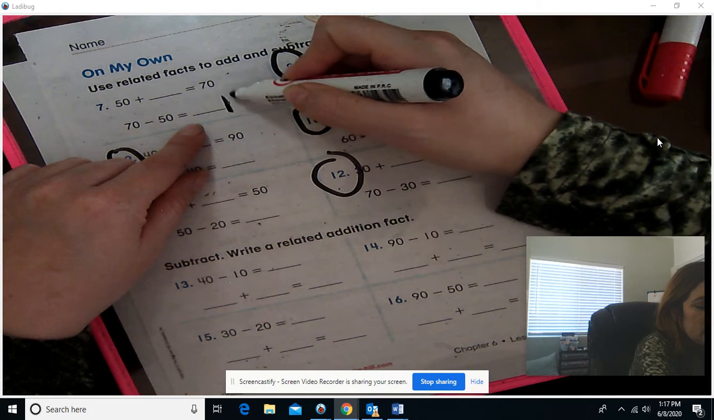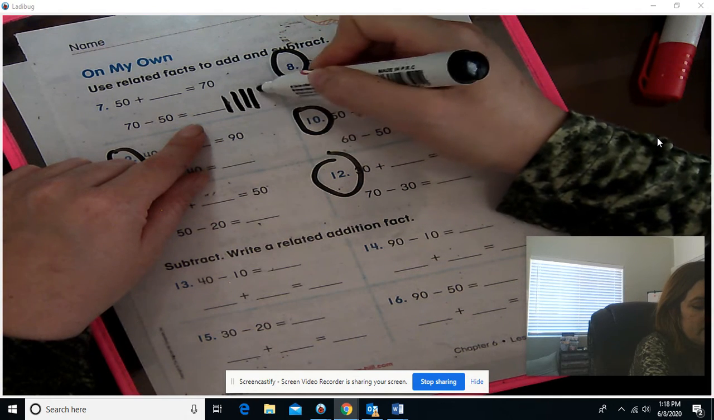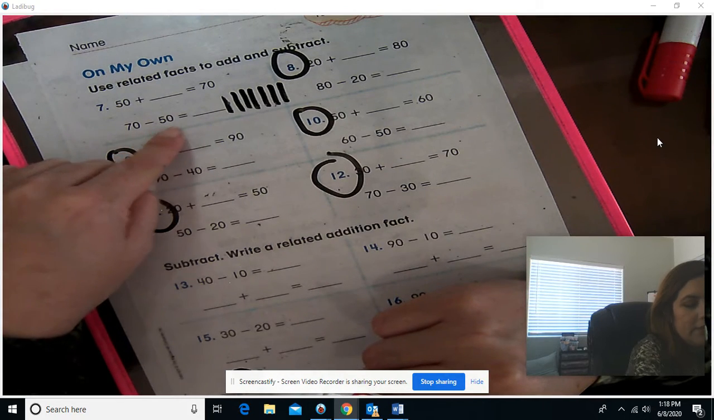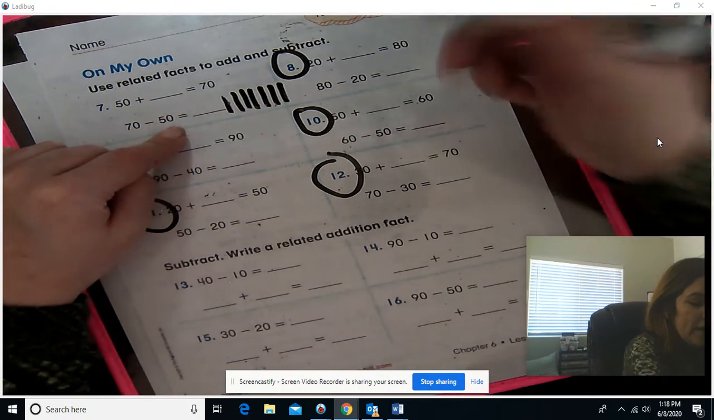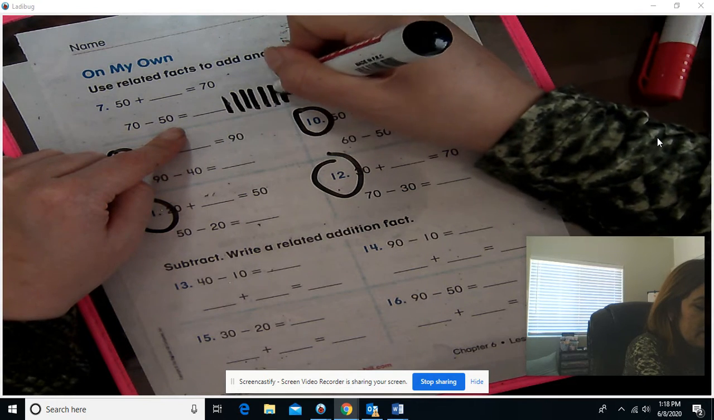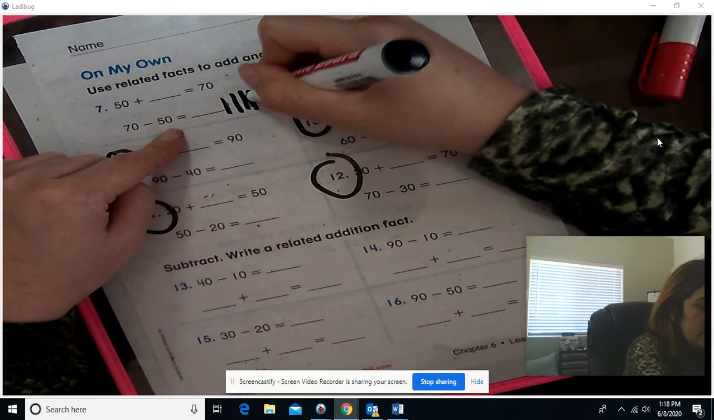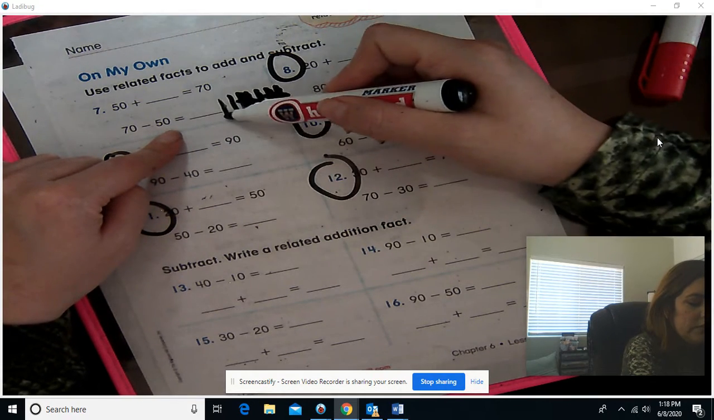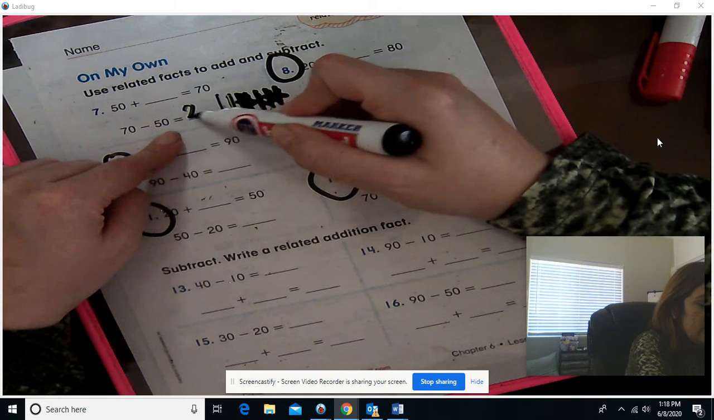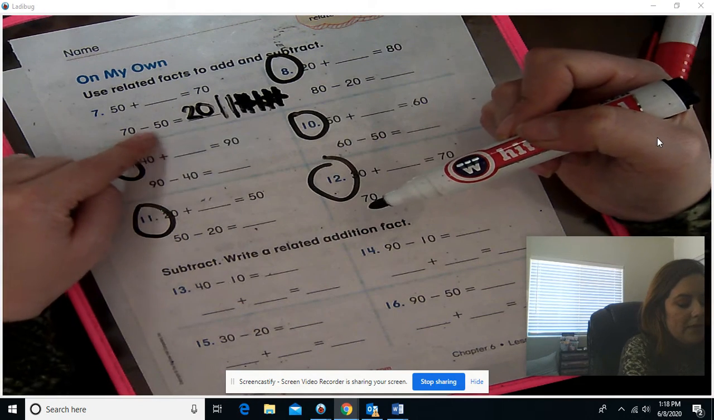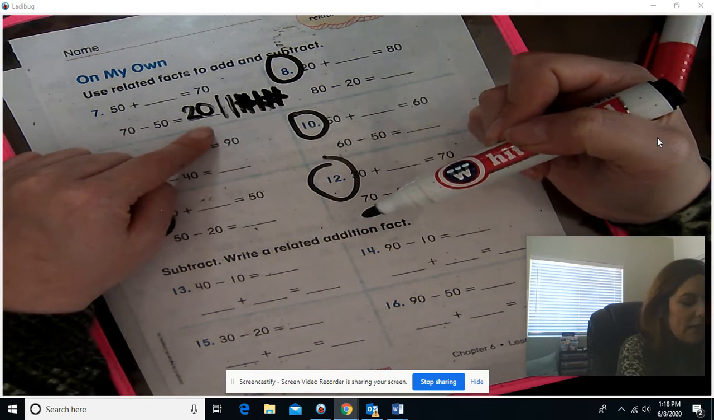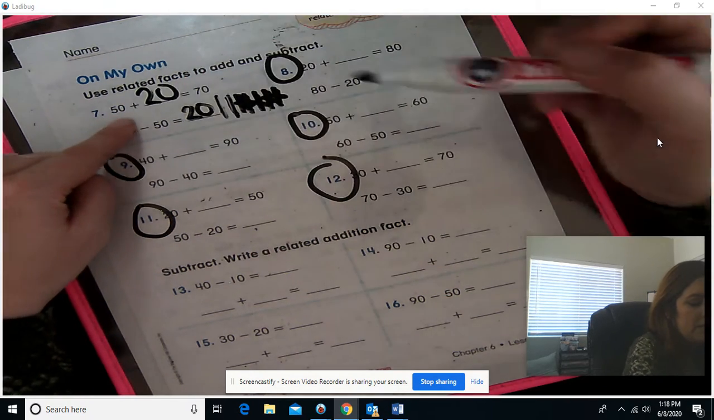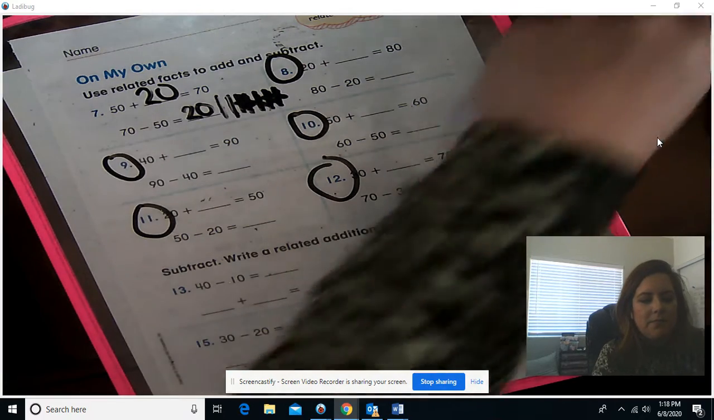Okay, 70. So 10, 20, 30, 40, 50, 60, 70 minus 50. So minus means I'm going to take away. Minus 10, 20, 30, 40, 50. That leaves me 2 bars, which is 10, 20. So I know that 70 minus 50 equals 20. And because this is the same part that's missing, I also know that 50 plus 20 equals 70.